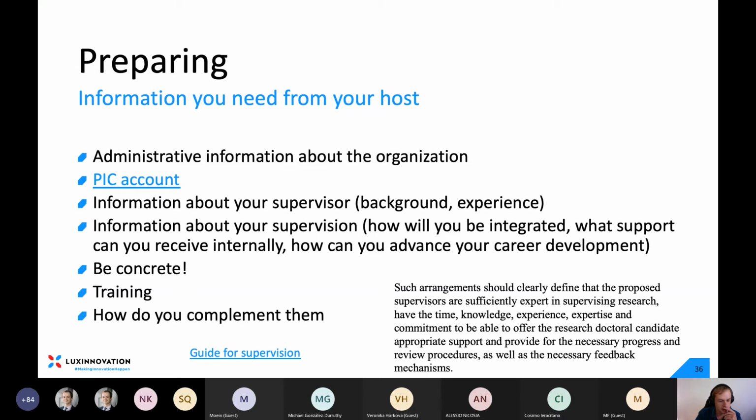Don't forget about your trainings, that's very important. And think about how you complement your host. That's also important. What are the skills, expertise that you bring to your host that they don't have? That's very important. If you can show this clearly, that's a big plus. And vice versa. What is the experience, the whatever infrastructure that they have that you don't have? You should complement each other. And I put here again the link to the guide for supervision.